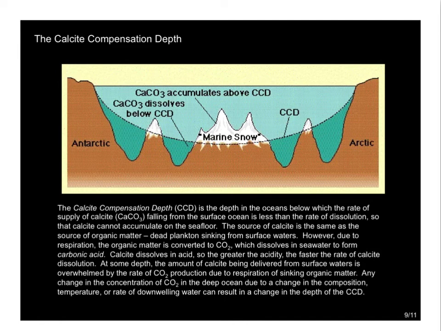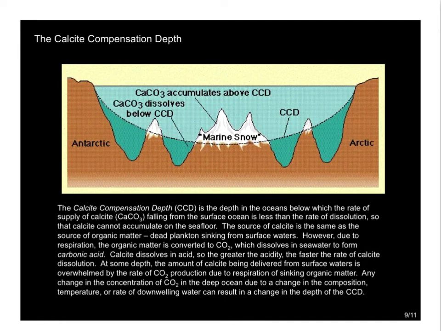The depth at which all the calcite is dissolved is called the calcite compensation depth. Above this depth, calcite can accumulate on the sea floor, but below it, there's no calcite reaching the sea floor to accumulate. The depth at which the rate of calcite delivery is balanced by the rate of calcite dissolution depends on the surface productivity, the delivery of organic matter that's respired to produce CO2 to increase the acid, and the rate of deep ocean circulation.